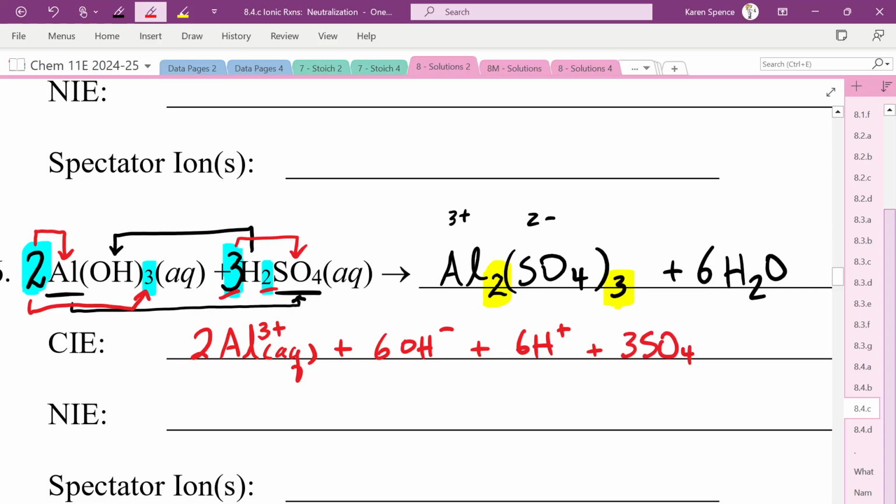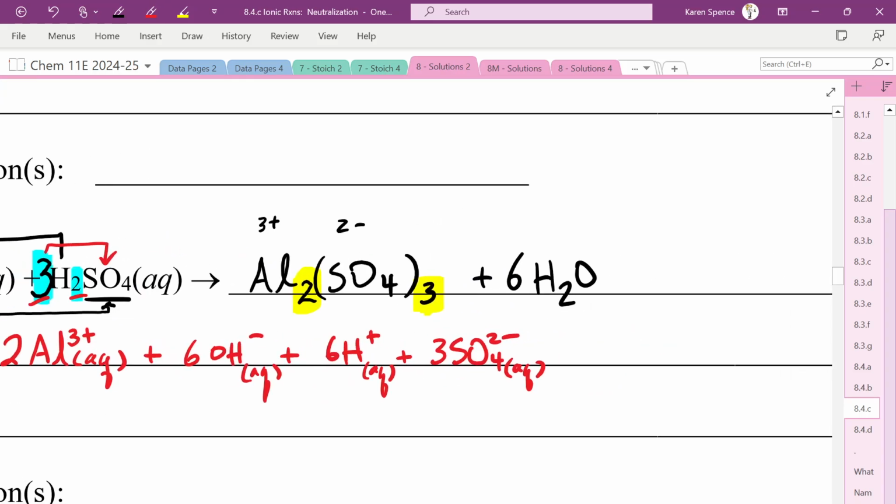You need states. Yes. Did I forget states? I will do this frequently because so many people forget both their charges and their states. So I want you all over it. I want you to be like, Miss Spence, you forgot your charges, you forgot your states. All right, so those are our reactants, our products.